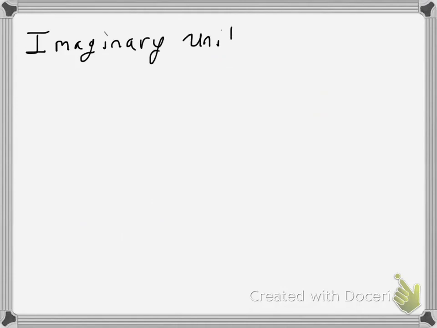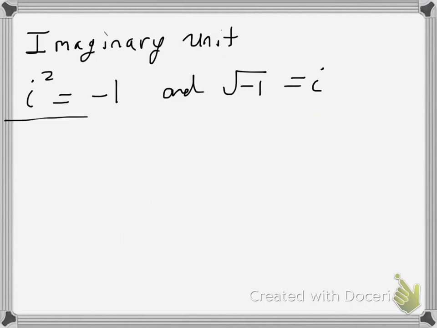Okay, and if we look at the last slide here, we're going to look at imaginary numbers. So if you took Algebra 2, you definitely would have seen the imaginary unit. i squared is defined to be -1, and the square root of -1 is defined to be i. So those are the definitions we're going to be working with.